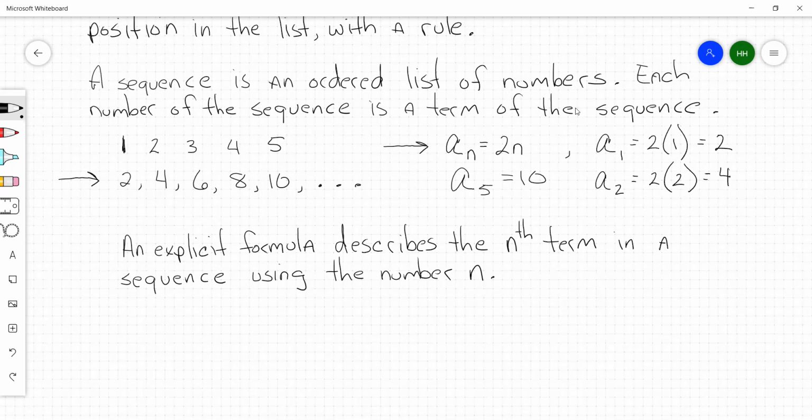Because if you wanted to know any term number in that sequence, you wouldn't have to continue the sequence and count terms. You could just substitute. If you wanted the 20th term in this sequence, it would be 2 times 20, which is 40, because of this formula right here.